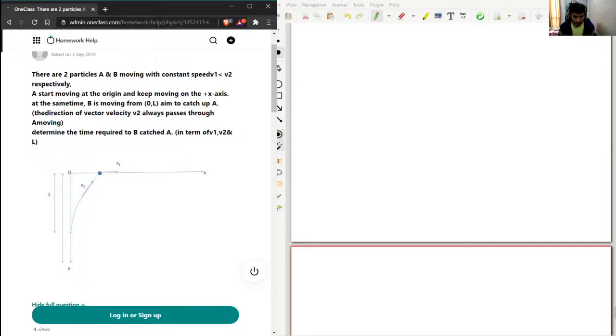So question number 3, I'll write with red pen now. There are two particles A and B moving with constant speeds v1, which is less than v2, respectively. A starts moving from the origin and keeps moving in the positive x direction. So here we have the diagram. We can clearly see the direction.